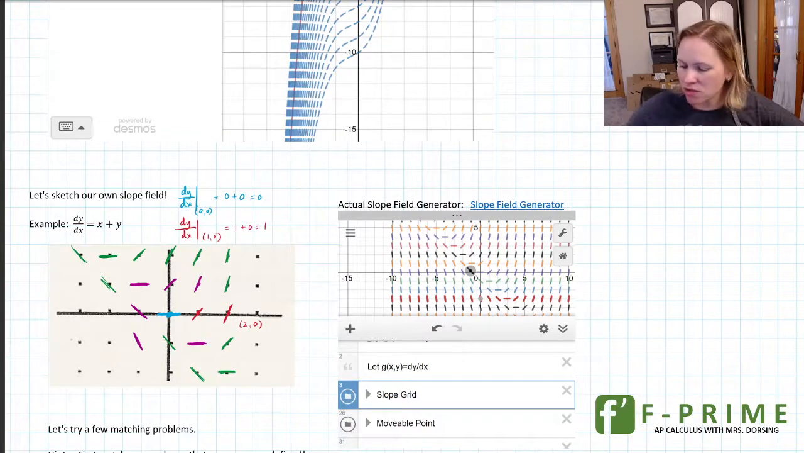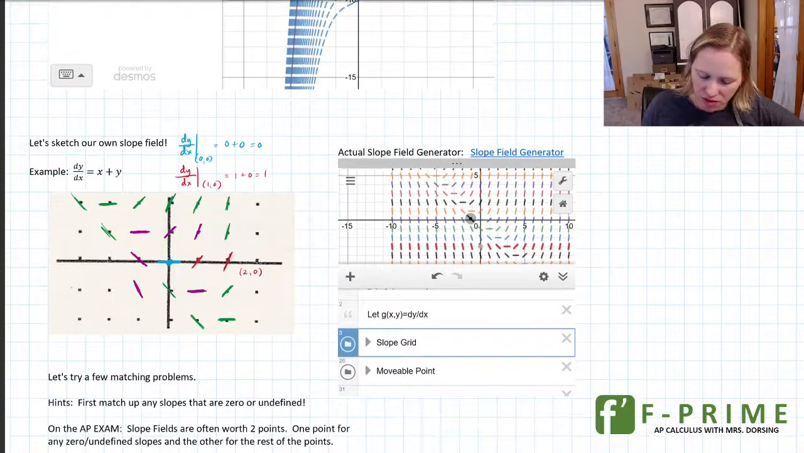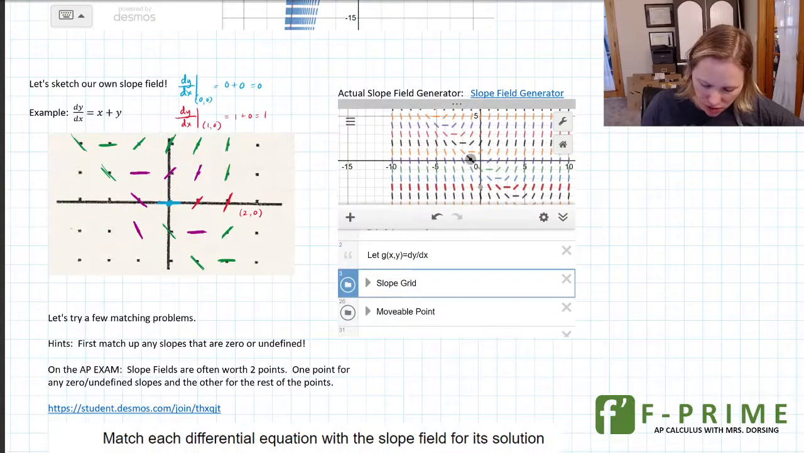Now, you should not use the slope field generator to do your homework for you. You should use it to check your work as you go. If you want to find it, all I did was Google Desmos slope field generator, and that's a good way to check. So let's try a few matching problems.